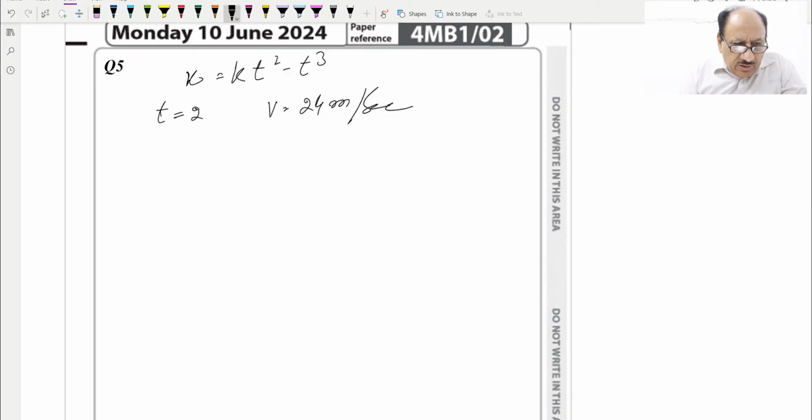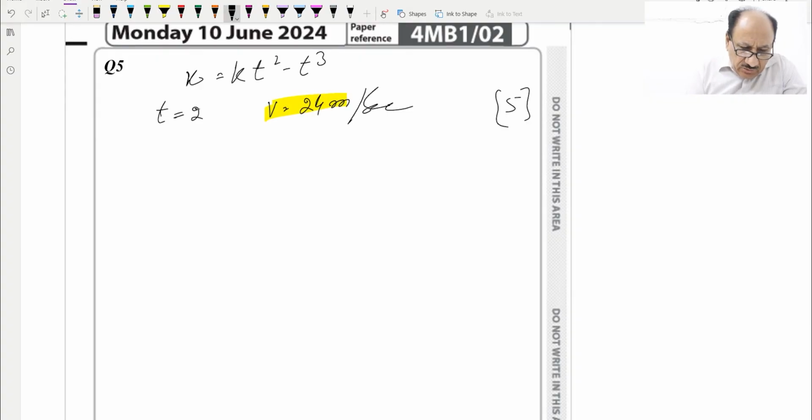Then they are saying particle P comes to instantaneous rest at point A. So instantaneous rest at point A, find the distance in meters between O and A. This is a 5 marks question which we have to do. So we can find the velocity. We know the velocity is given as 24. How can we find the velocity?